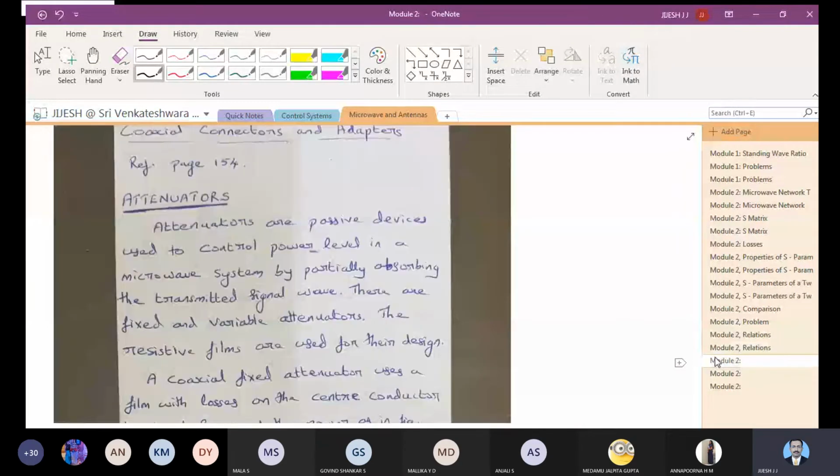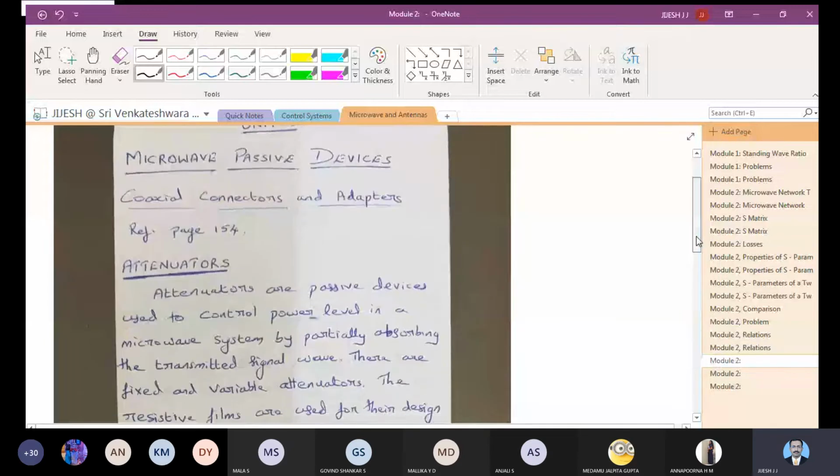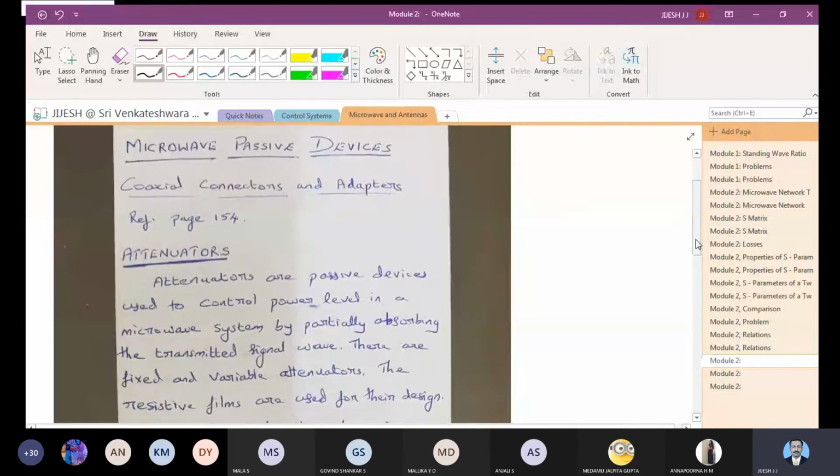So all of you can note down this as microwave, the next half of the module. That is the next half of the second module, that is microwave passive devices, where we will be studying coaxial connectors and adapters. Already we have discussed the coaxial connectors and adapters in the previous class. You can just make a note of coaxial connectors and adapters in detail, where you have to draw the figures of that and understand those things.